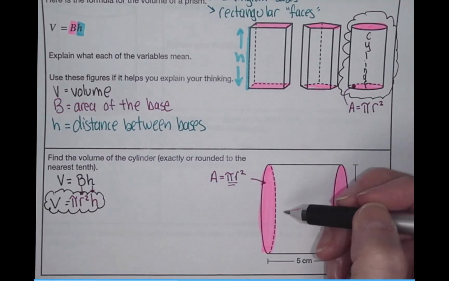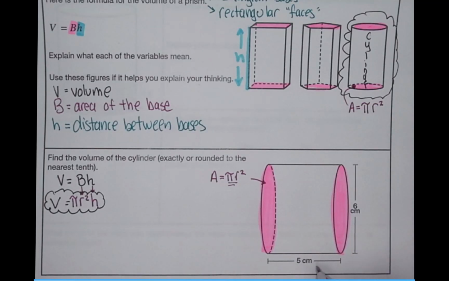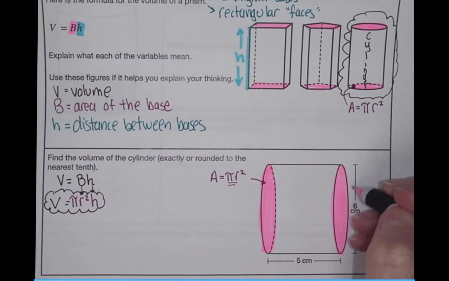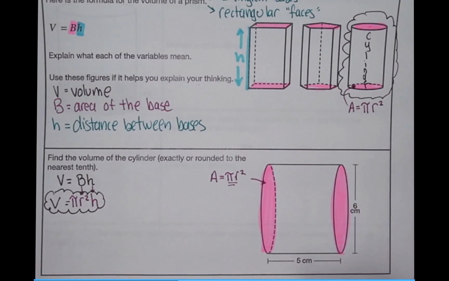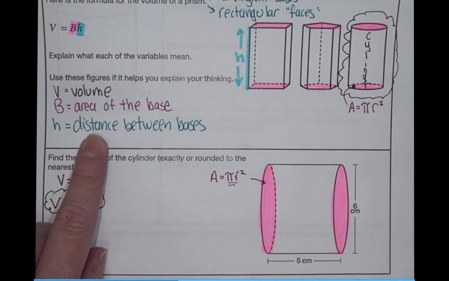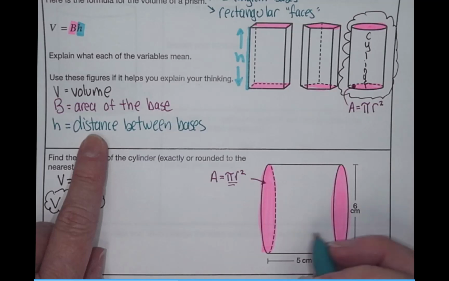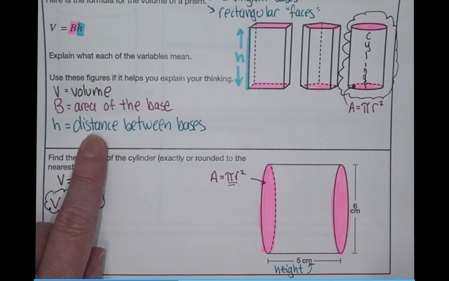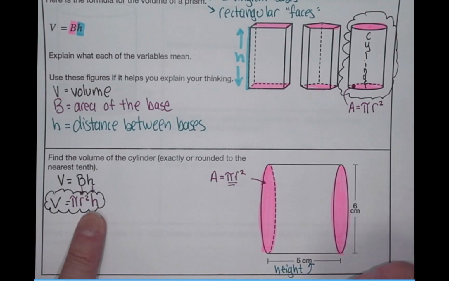So let's come over here to our circle and look at the dimensions we're given. We're given this dimension, and we're given this dimension. Now, remember, the height is the distance between the bases. So even though this looks like it's on the bottom, this is the distance between these two pink circles. That's the height. So I'll be substituting that in for h.